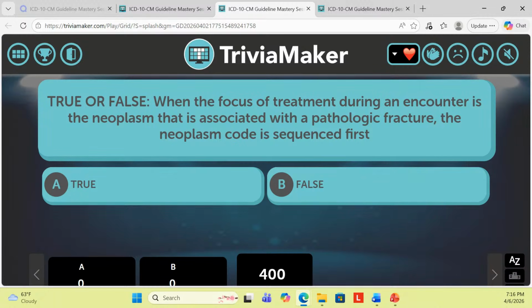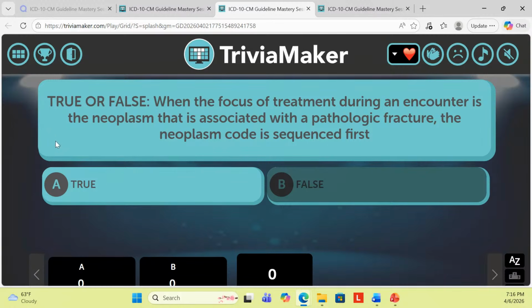All right, I'm seeing a little bit of a mix, but when it comes to sequencing for this, this is going to be true. So yes, if someone's coming in for treatment, this is how you are going to sequence this. I know it can be confusing. I know this is a lot of sequencing, but that is one of the most important things when it comes to the neoplasm guidelines.